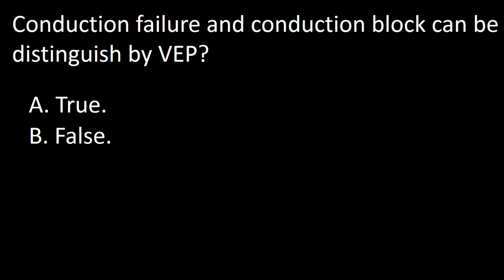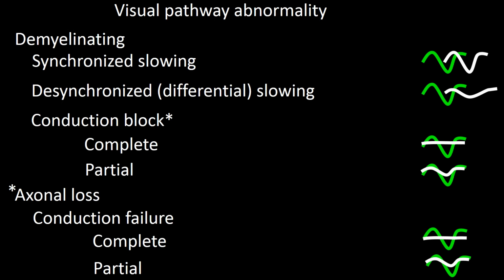Next question. Conduction failure and conduction block can be distinguished by visual evoked potentials. A true, B false. This table brings together the different pathologies causing visual pathway abnormalities and the theoretical electrical abnormalities that they would produce. The green illustrates a normal P100, the white waves represent an abnormal one.